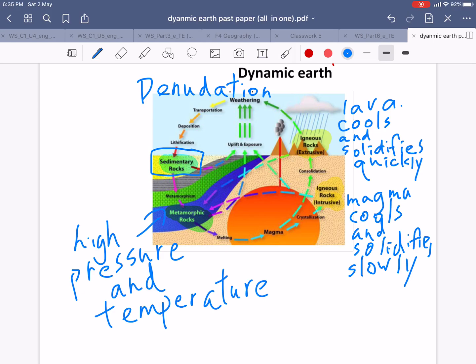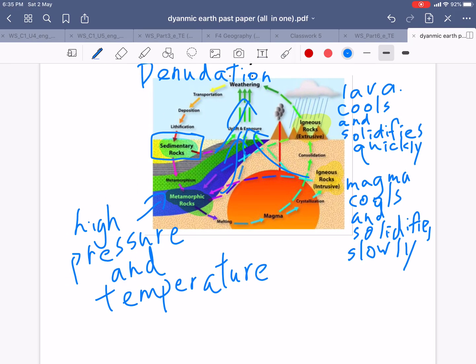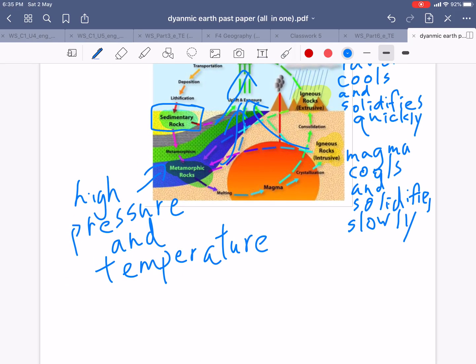And then the rock types can be interchanged. For example, the metamorphic rock can undergo weathering and become sedimentary rock, and then the sedimentary rock can experience high pressure and temperature and become metamorphic rock. So the three types of rock can be changed into each other as well. This we call the rock cycle.